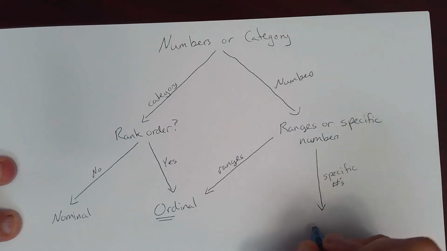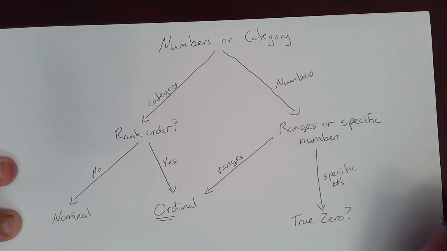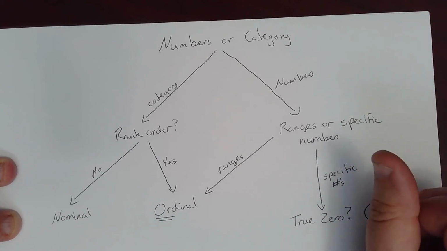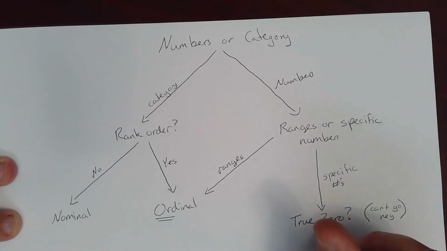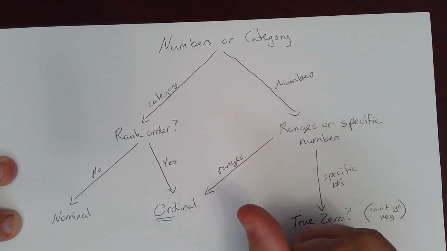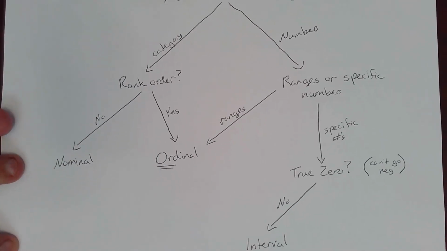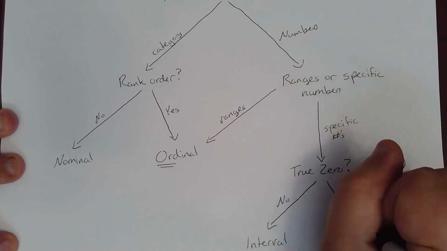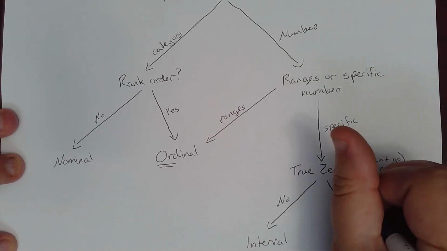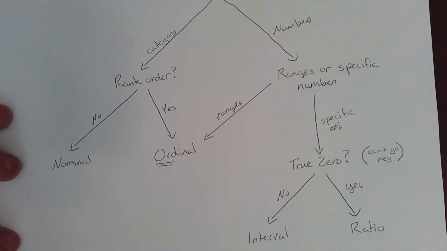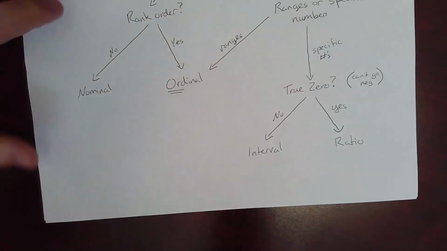Then the last question we're going to ask here is, does it have a true zero? And remember, if it does have a true zero, it means it can't go negative and make sense. So if it can go negative, that means it does not have a true zero, and that means we're working with interval level data. Let me move this up here. If it cannot go negative, then that means we're working with ratio level data. So let me adjust this a little bit so you can see the whole thing.